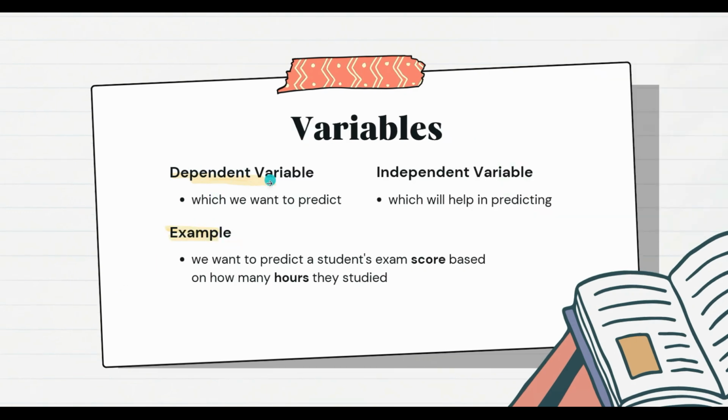Dependent variable, which we want to predict. Independent variable, which will help in predicting. For example, if we want to predict a student's exam score based on how many hours they studied, so hours will become the independent variable, which will help us in understanding what score a student can achieve.